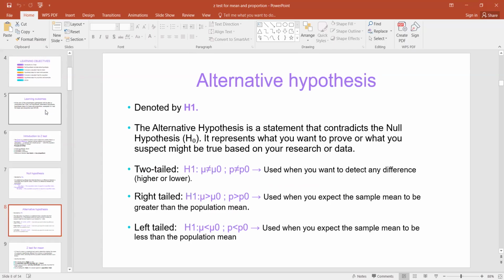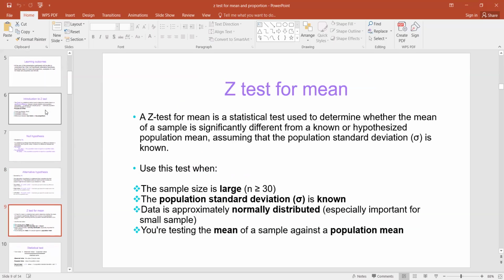Right-tailed: H1, mu is greater than mu naught for mean, and for proportion, P is greater than P naught. It is used when you expect the sample mean to be greater than the population mean. In left-tailed, for mean, mu is less than mu naught, and for proportion, P is less than P naught. It is used when you expect the sample mean to be less than the population mean.